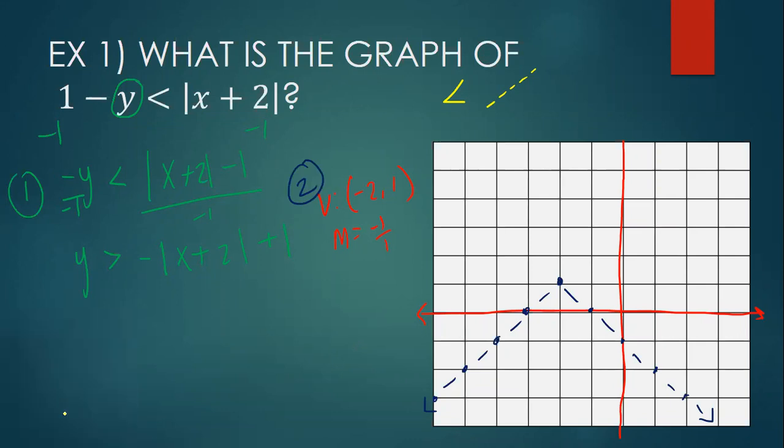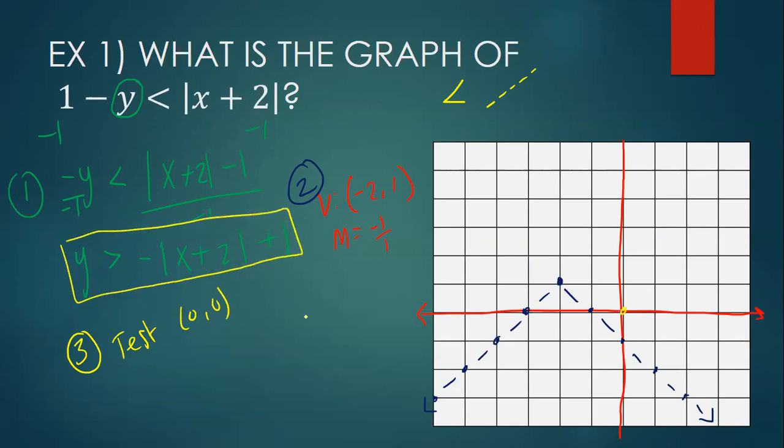Questions about step 2 so far? All right. Step 3 is you choose a test point. If possible, use 0, 0. So I'm going to test 0, 0, which is right here. And I'm going to test it by plugging it into what I got from step 1. If it's a true statement, yay. If it's not a true statement, then I shade the other area.